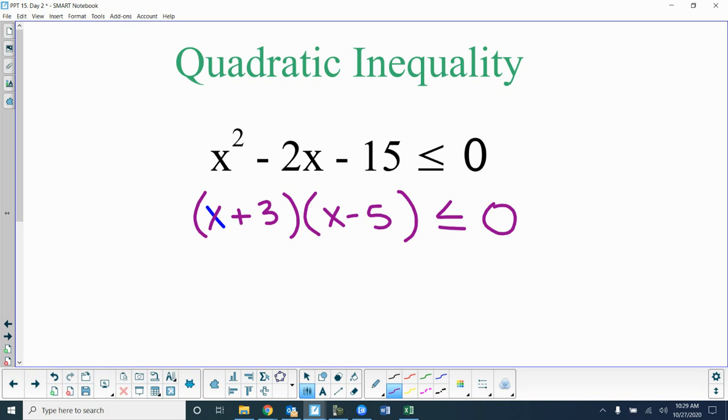Now, what did we do when it was an equation, when it was equals? We weren't done here. What did we have to do with each factor? Set them equal to 0. We're doing the same thing. So what are my two answers? Negative 3 and positive 5. I'm just throwing some blue in there every now and then. So we call those critical values for this problem.